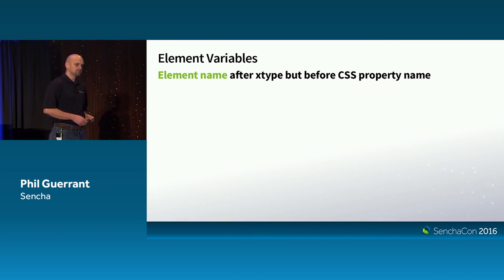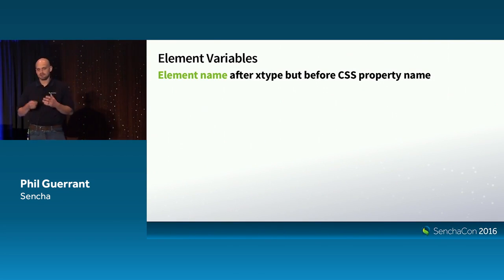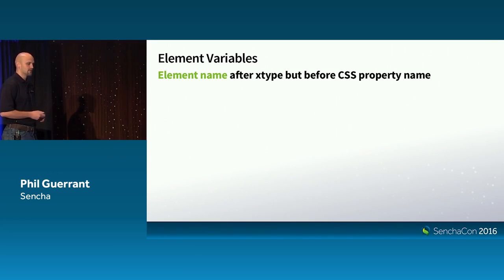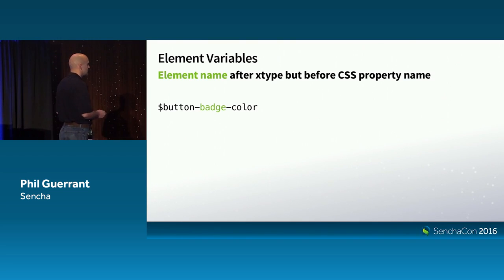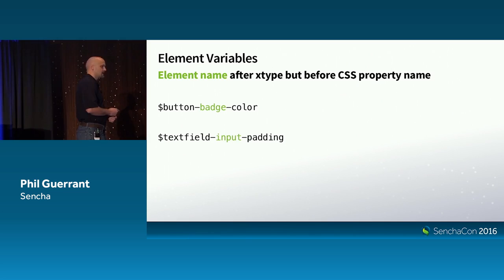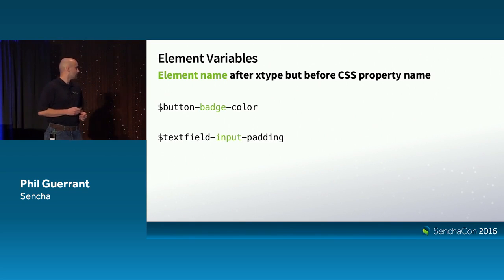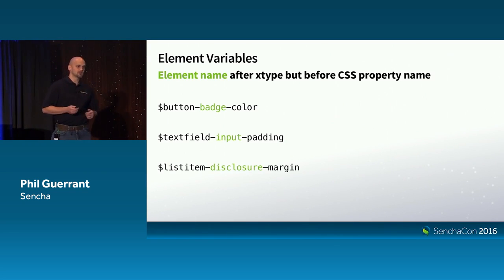The element name, if there's an element inside the component, a reference element, would come after the X type but before the CSS property name. So buttons have a badge. We call that button badge color, or text field input padding, or list item disclosure margin.